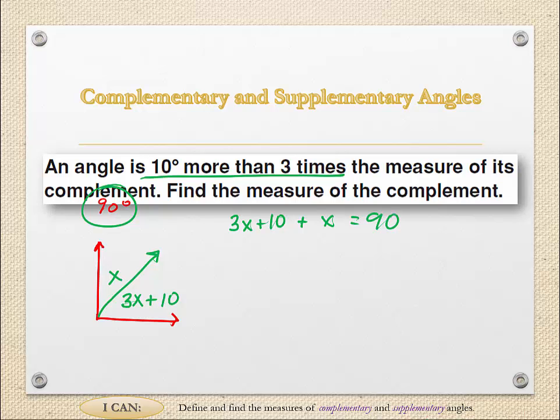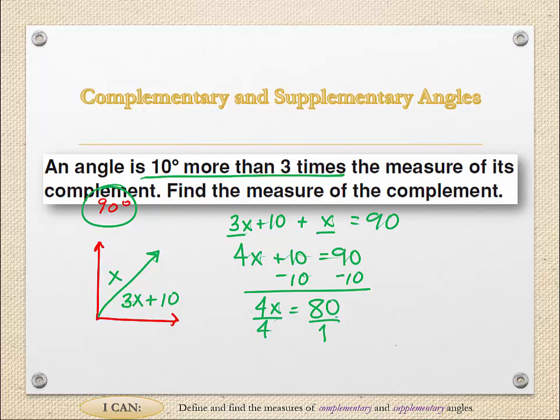So then if we go to solve this, we have some x's that we got to combine here. So 4x plus 10 equals 90. And then subtract 10 from both sides. So we get 4x has to equal 80. And then if we divide both sides by 4, we end up with x is 20. And we're just asked to find the measure of the complement, which is what we just did. We said it was x, so it's 20 degrees.